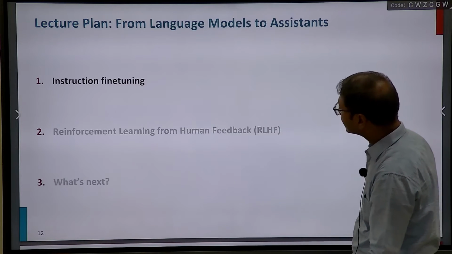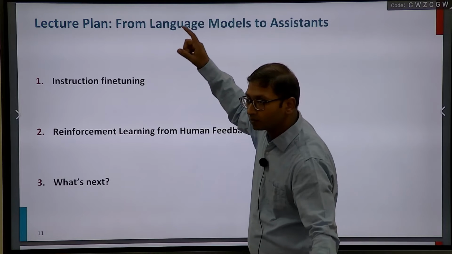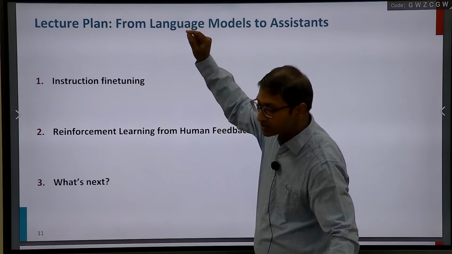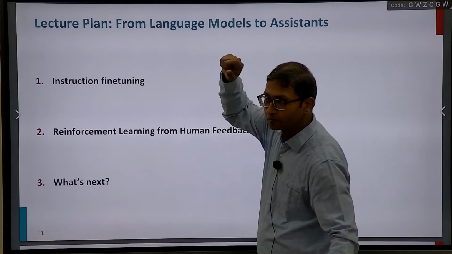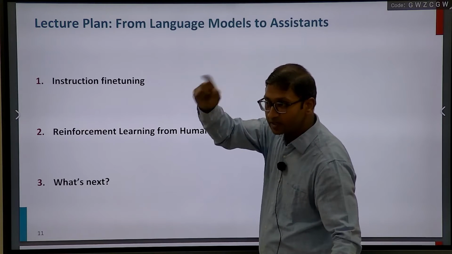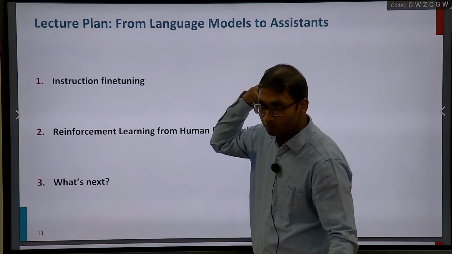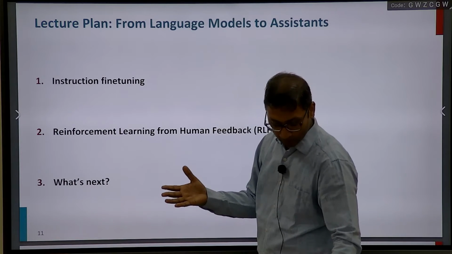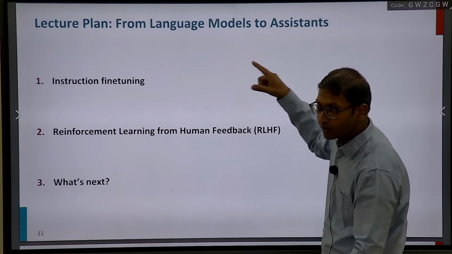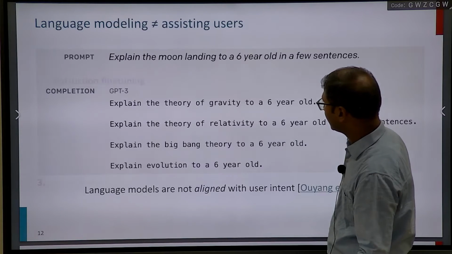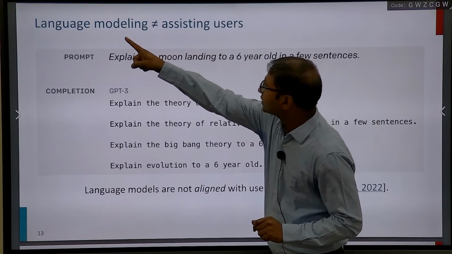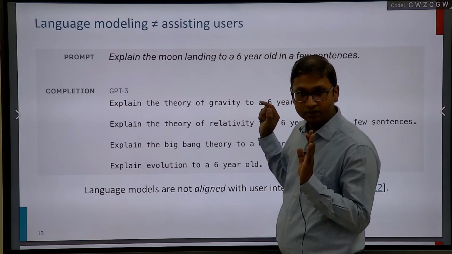Right. So, takeaway of this lecture was: LLM itself does not help. What was the other thing? Fine tuning itself does not help. Instruction fine tuning is much improved, but is not yet there where humans can start using it effectively. So, language modeling is not same as assisting users.